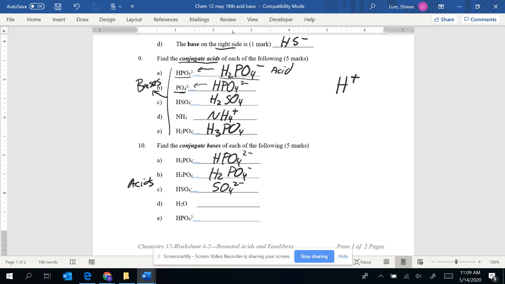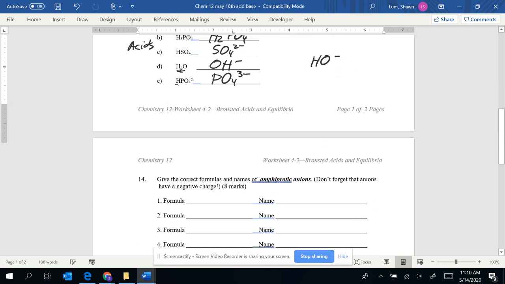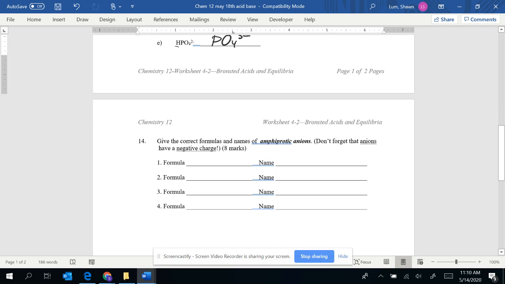H2O, a lot of people want to write this, HO minus, please don't do that. It's hydroxide, okay? So we kind of write it like that. This is the one exception where we have to change the formula a bit. Next one, we have to take away that hydrogen again. Take away the hydrogen again, so it would become PO4. Instead of 2 minus, it becomes 3 minus. Okay.